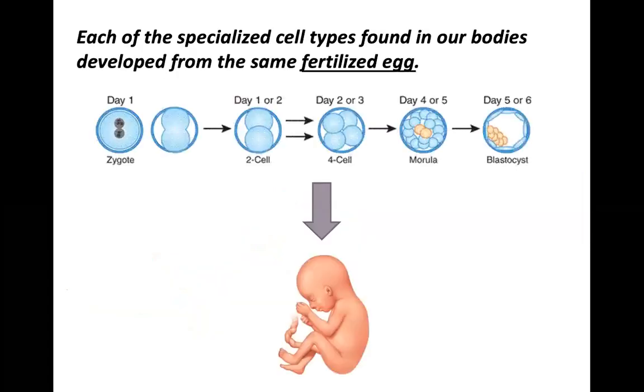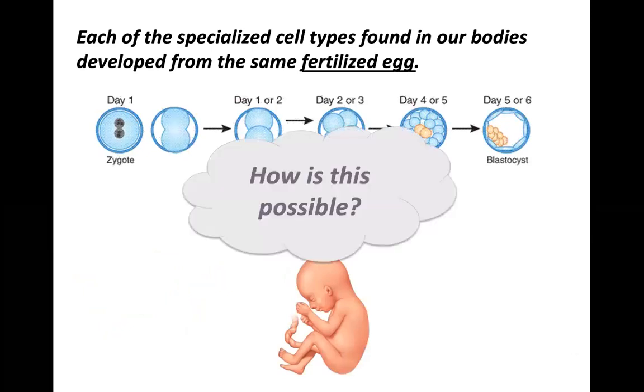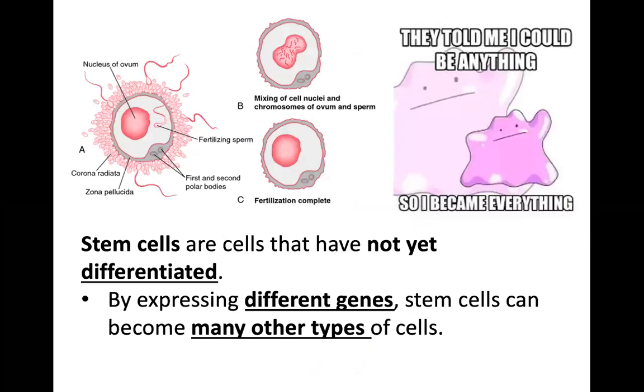Each of the specialized types develops from the same fertilized egg. And this is where we get back into the stem cells. So what were the two major types we talked about? We talked about three. What types of stem cells?